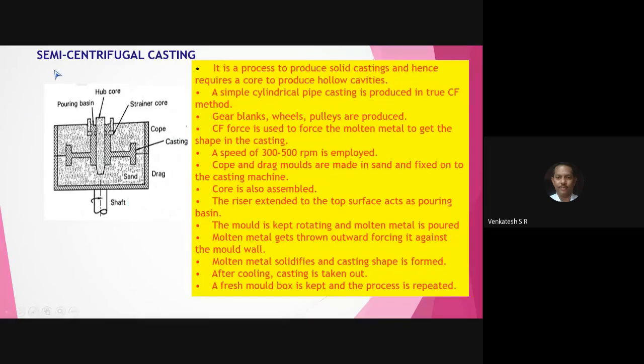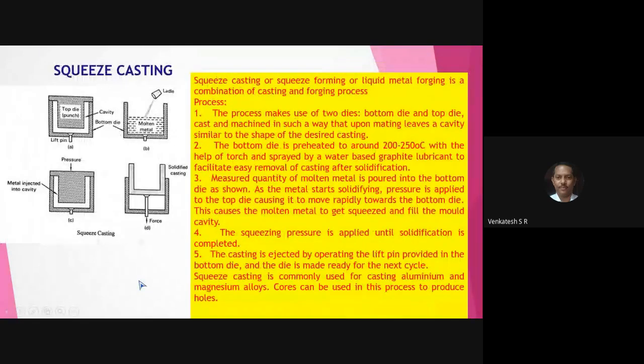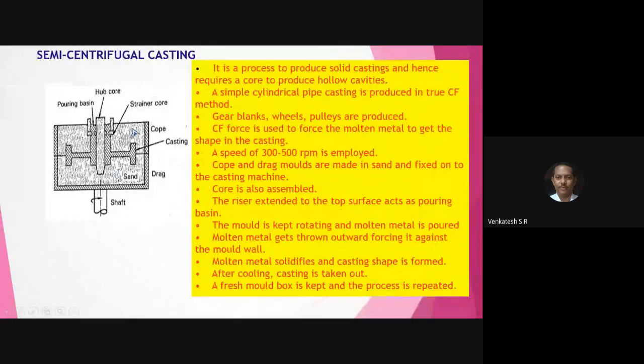This is semi-centrifugal. Semi means the same; the other processes are fully centrifugal. This is semi-centrifugal because the process is carried out in rotation as well as in the stationary condition. For that reason, this is called semi-centrifugal casting process. Please write down semi-centrifugal casting process. So this is particularly used for making gear blanks, wheels, and pulleys.